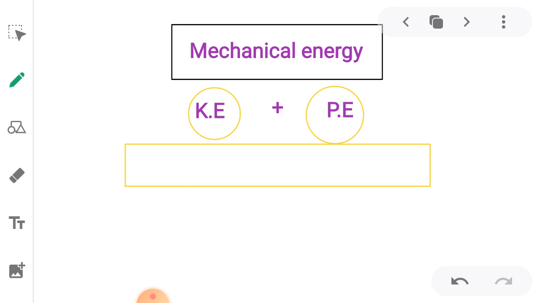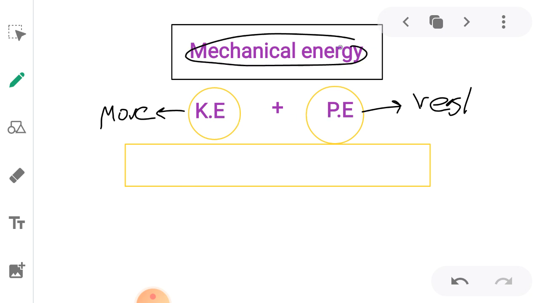Okay, so from the previous two examples, two kinds of energy, kinetic energy in the case of moving and potential energy in the case of rest, if I add both of them, it will give me something called mechanical energy. So what is mechanical energy? It's the summation of kinetic energy and potential energy.